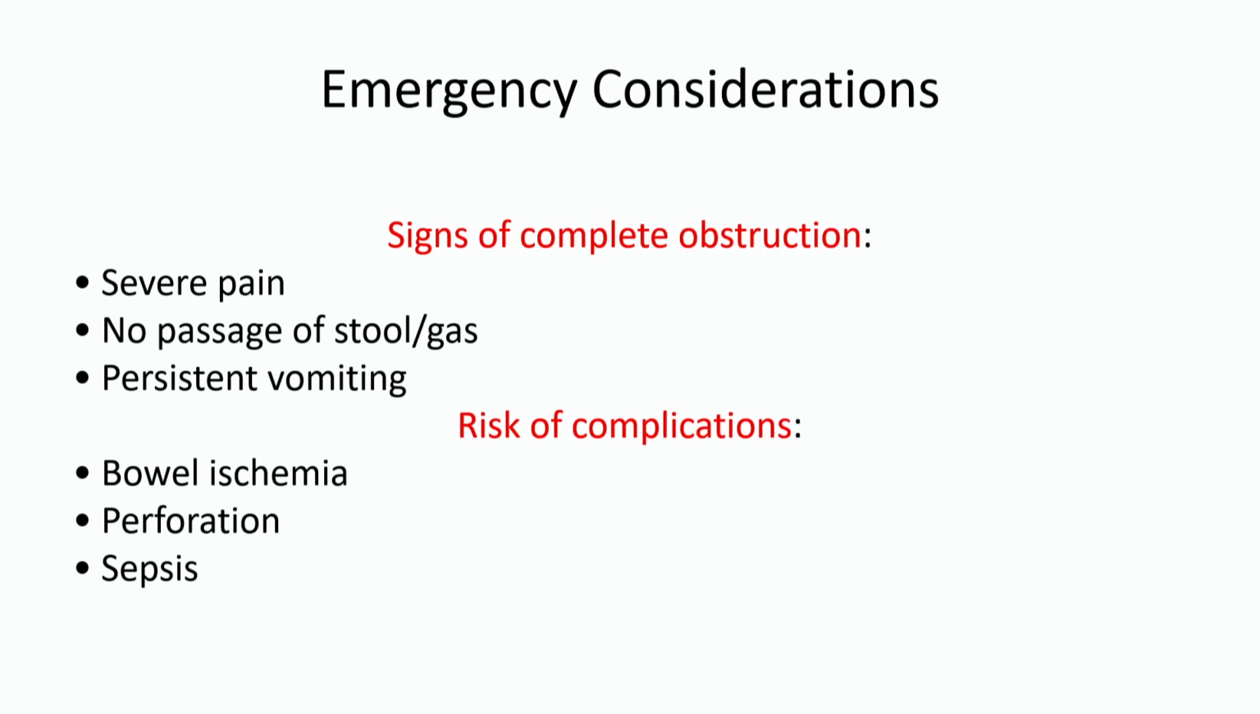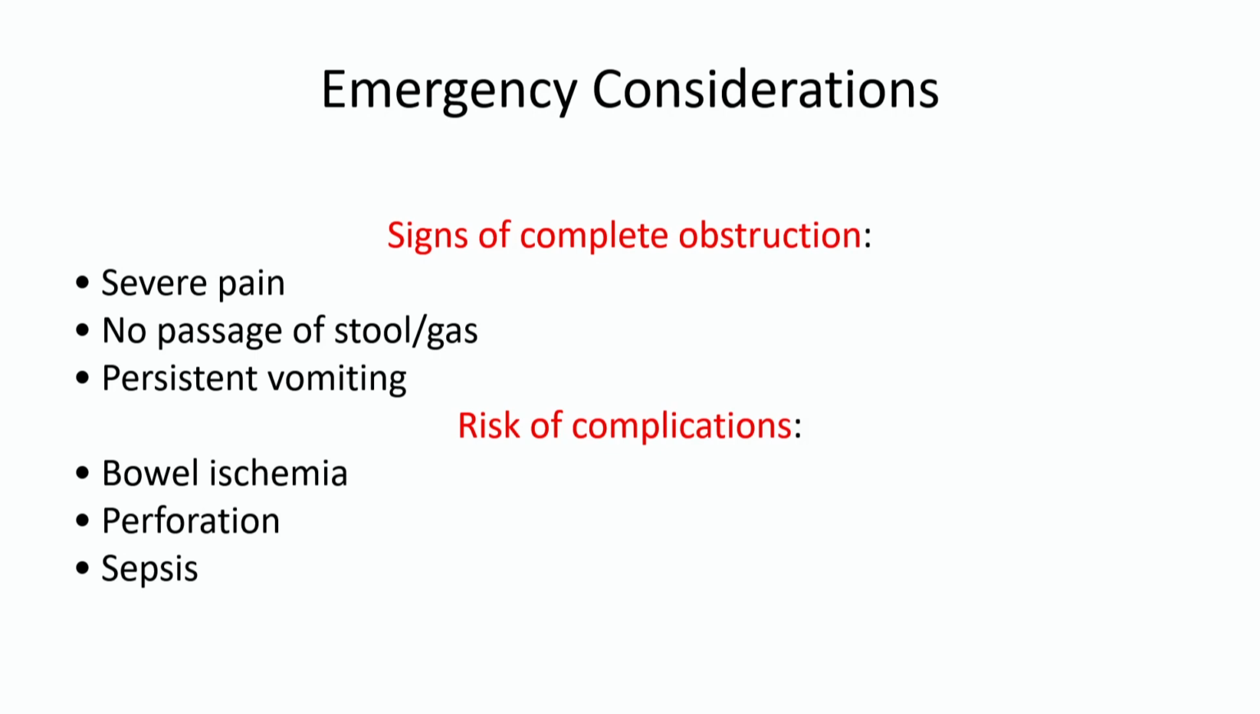So, emergency consideration. Signs of complete obstruction: severe pain, no passage of stool or gas, a lot of distension, persistent vomiting. This is a sign of complete obstruction. You have to go to the hospital, you have to take care.